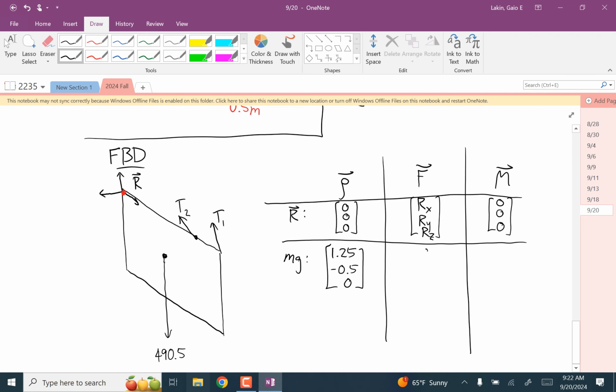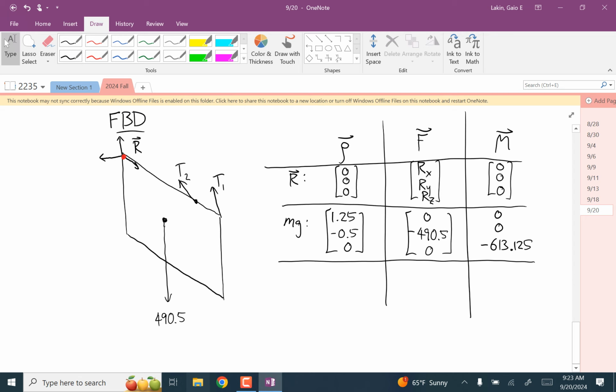The weight force is 0, negative 490.5, 0. And the cross product is 0, 0, negative 613.125. Okay, and now these cable forces.